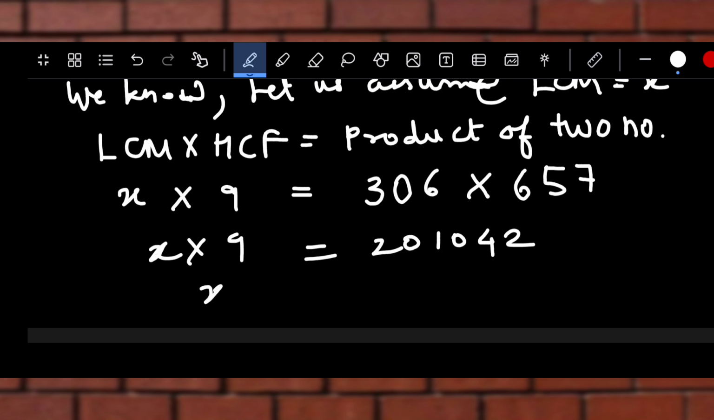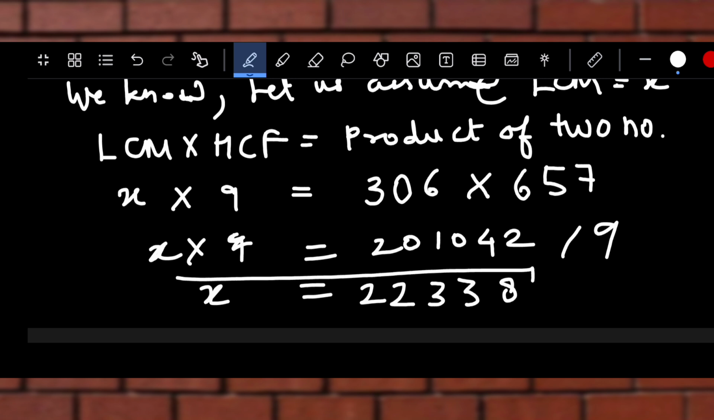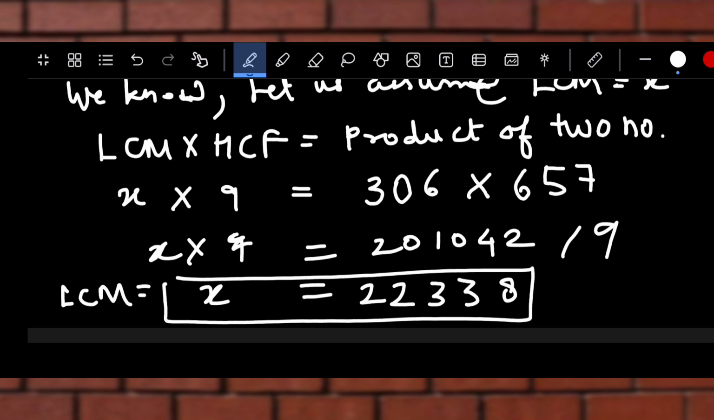Where X is equal to, we'll divide this number by 9. So we'll get 22338. So X is equal to the LCM. LCM is equal to 22,338. Okay, simple. Any doubts, please comment in the comment section so that I can solve it for you guys.